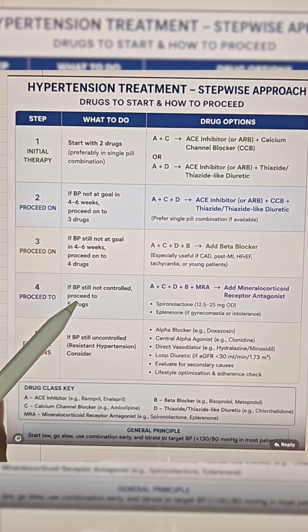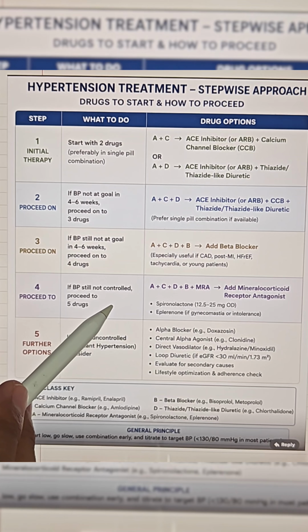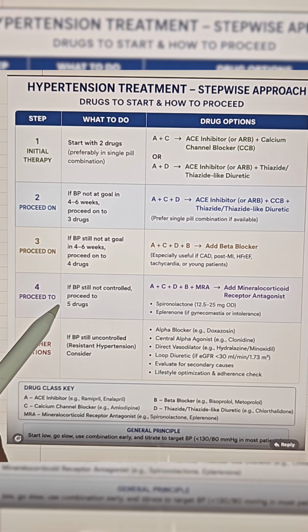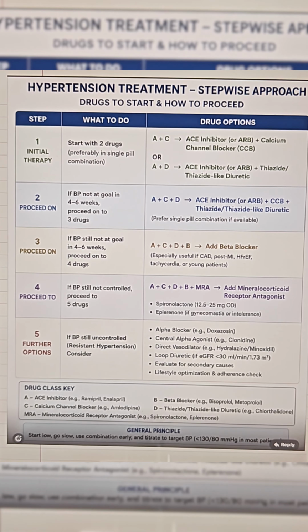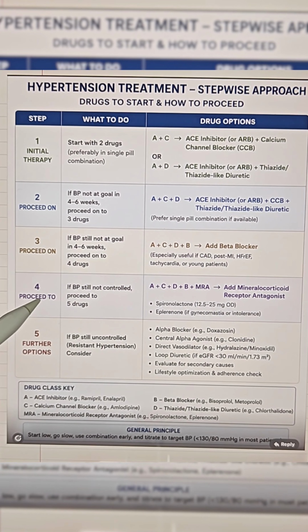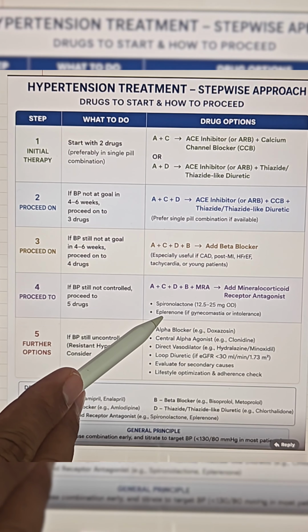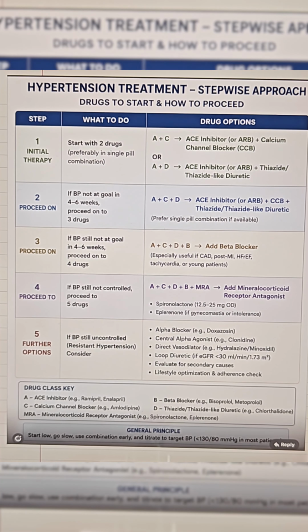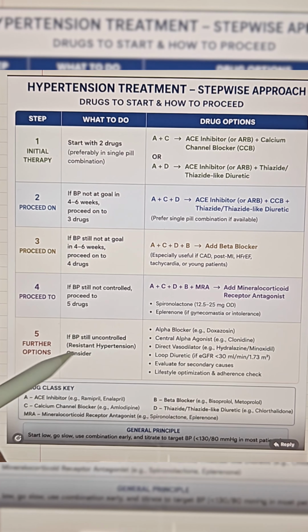Now if BP is still not getting control on these four drugs, then you have to add the fifth drug. So in a newer guideline, the fifth drug to be added is MRA, which is the mineralocorticoid receptor antagonist. Example: spironolactone and eplerenone. Now let us look at some other terminology like resistant hypertension.